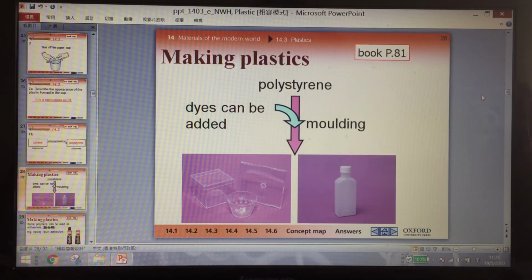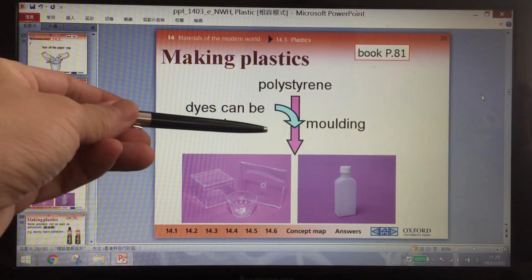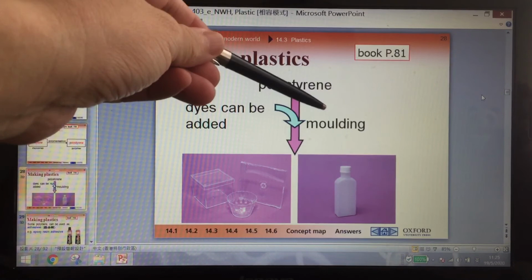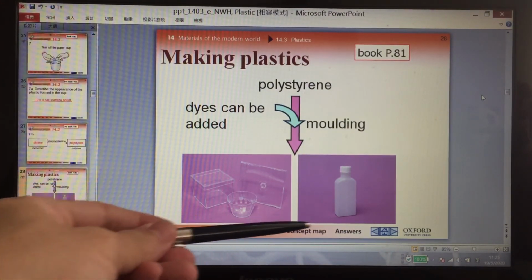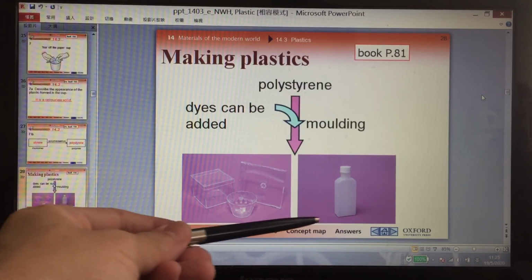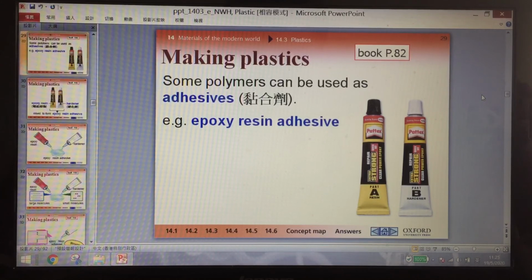And the polystyrene, dyes can be added and then we can do molding. And the polystyrene can produce different types of products. Okay, I pause here.